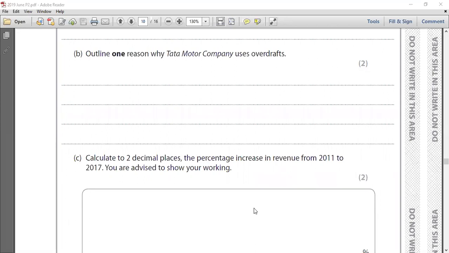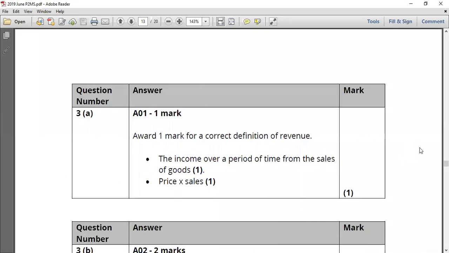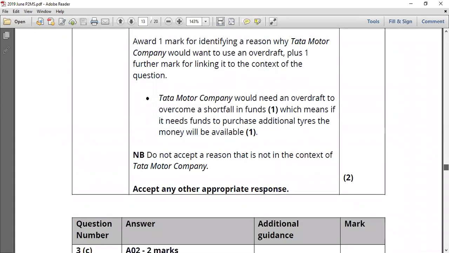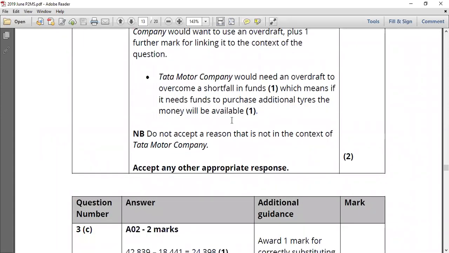Okay, so let's look at the marking scheme here. Application with an outline question: Tata Motor Company would need an overdraft to overcome a shortfall in funds, which is the knowledge part. Which means if they need funds to purchase additional tires, the money will be available. That is the application.